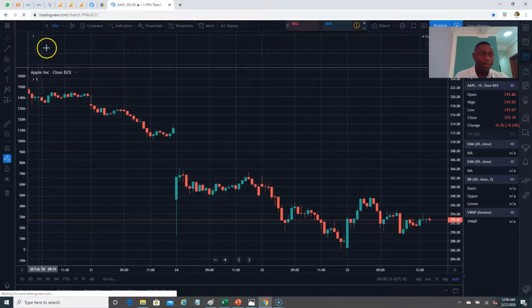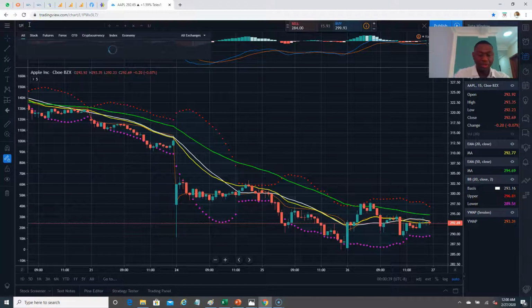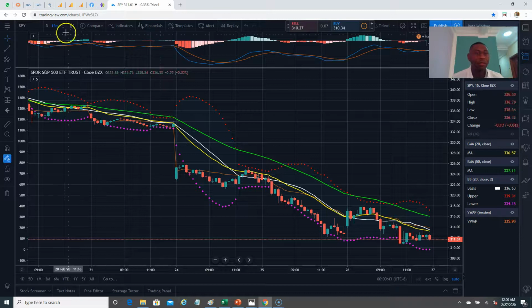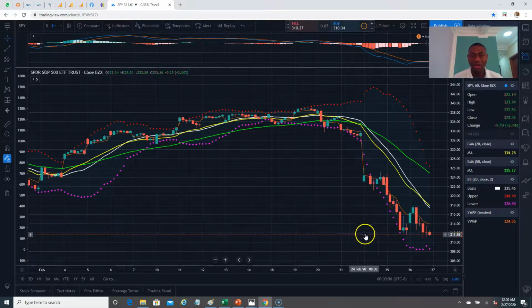From TradingView. So here's SPY, and actually this is Apple. So here's SPY, and instead of the 15 minutes, maybe we're going to take a view of the hourly. Okay, here's the hourly since Monday.